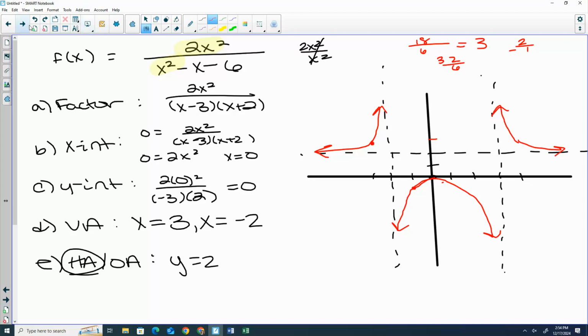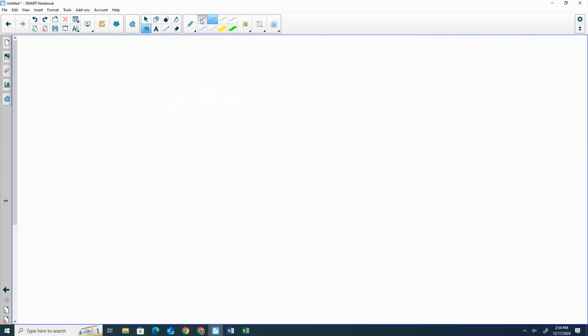If I had given us, let's say, would this have a horizontal or an oblique? Oblique. When you go to divide, x squared divided by x, you're getting something with an x in it. How do you find an oblique asymptote?